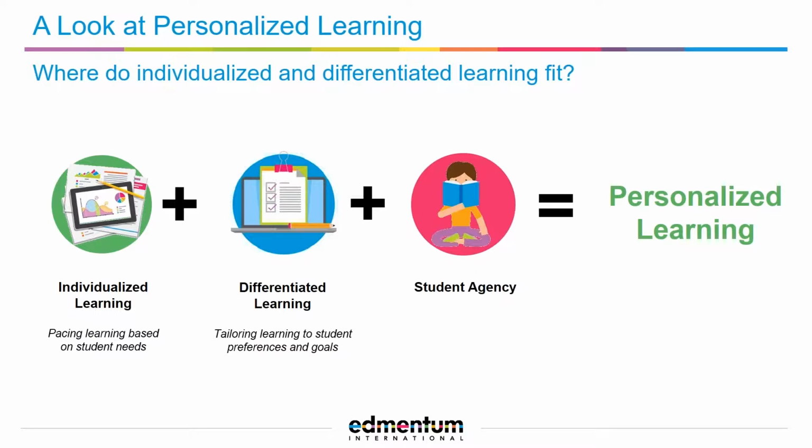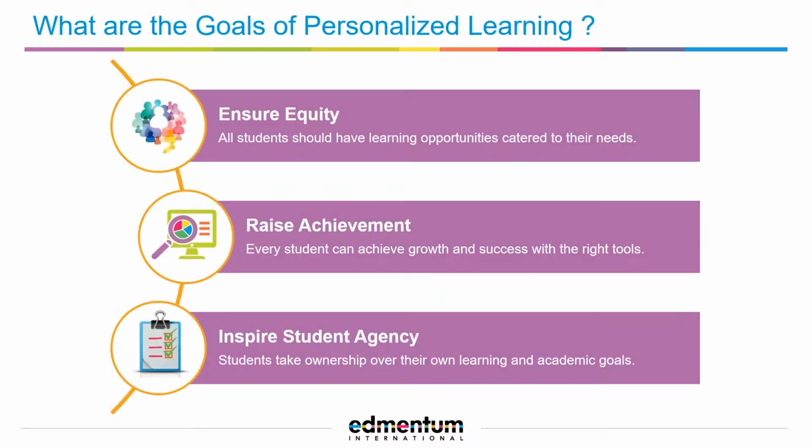It's an approach guided by innovative teaching and supported by tools that pace learning to students' needs, tailor instruction to student preferences, and align education to student interests. And that's where we have these three elements coming together. Individualized learning, that's pacing learning at a student's needs. Differentiated learning, tailoring learning to student preferences and goals. And then linking that in with student agency. I think those three elements really add up to personalized learning. So if we think of personalized learning maybe as an umbrella, individualized and differentiated learning both fit in under that umbrella. That maybe simplifies it a little bit.